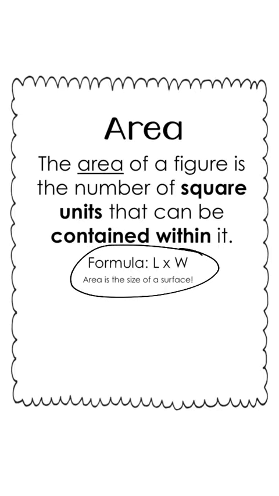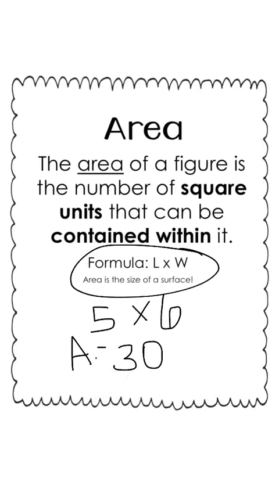So again, if my figure was 5 inches in length and 6 inches in width, I would do 5 times 6, and we know 5 times 6 is 30. So my area is 30, and my perimeter was 20.